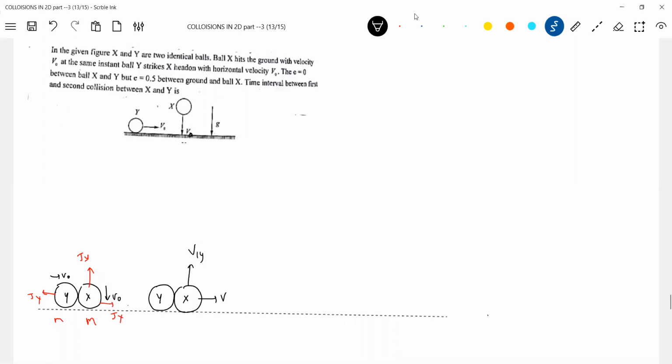Let me give numbers also, it'll be easy for me. V1y, V1x. What will be the velocity of this? This will have V2x. So let's calculate what is V1y. V1y should be eV0. The e equal to 0 between ball x and y, but e equal to 0.5 between ground and the ball. So e equal to 0.5, V1y is V0 by 2.